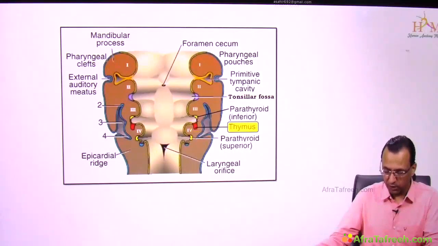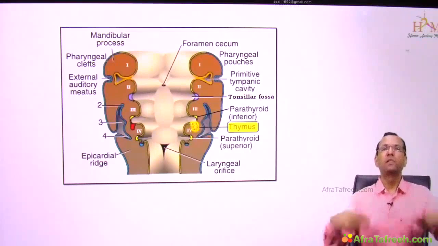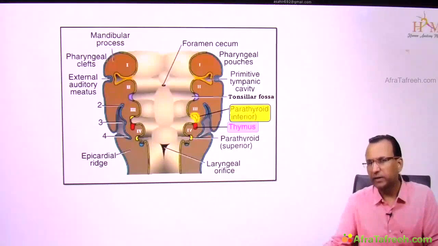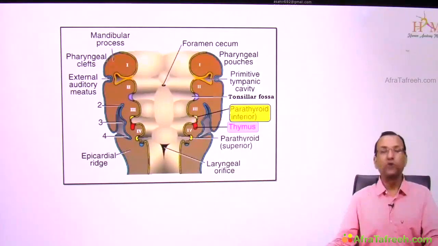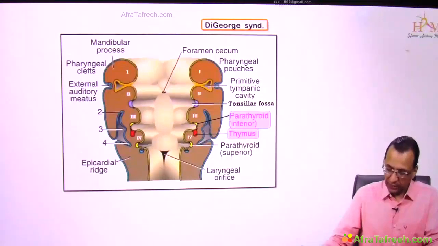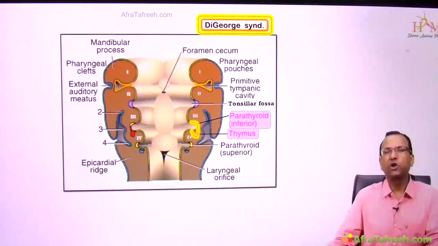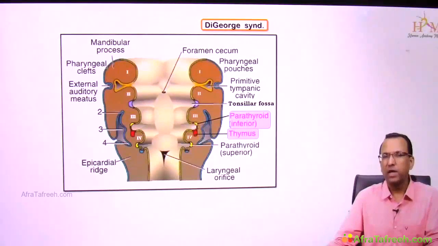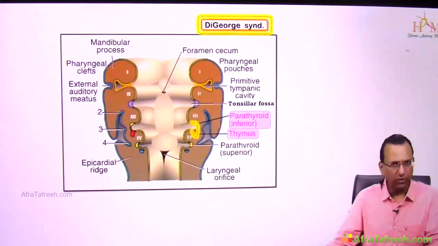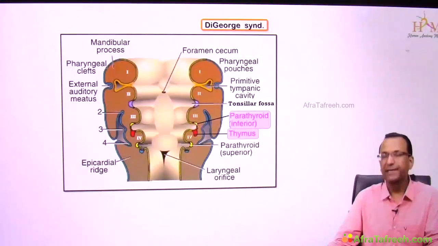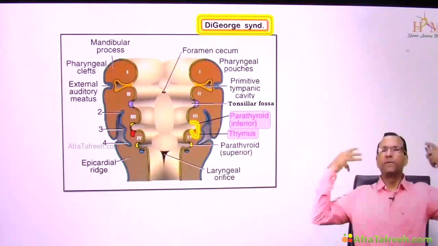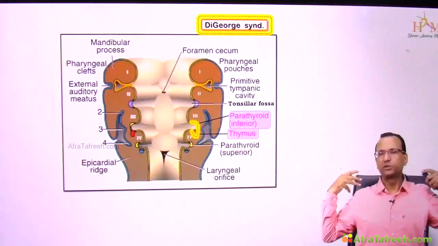And what is pouch 3 doing? In pouch 3, ventrally the thymus will develop, and dorsally the inferior parathyroid will develop. Both of them may be missing in DiGeorge syndrome, because in DiGeorge syndrome pouches 3 and 4 are compromised. So the ventral thymus is compromised and the dorsal inferior parathyroid is compromised. What will happen then?